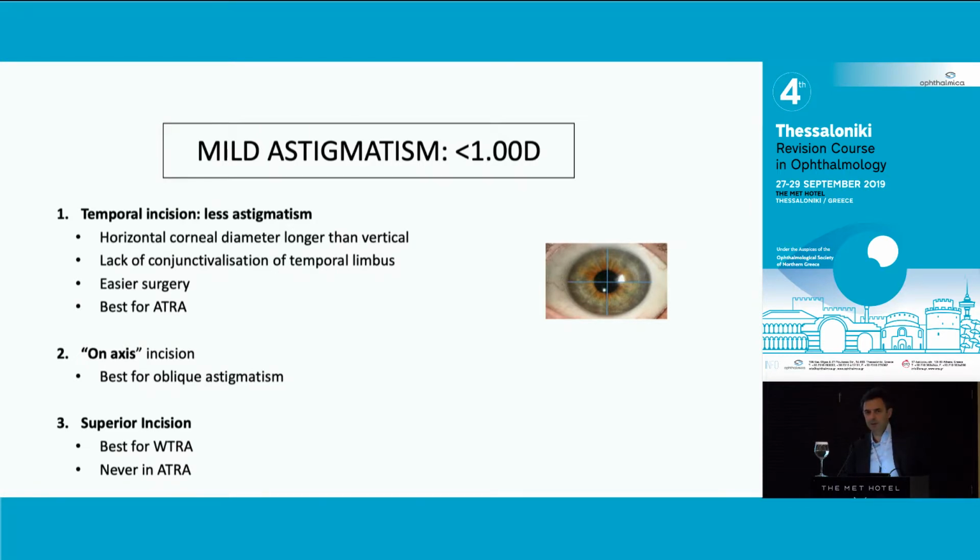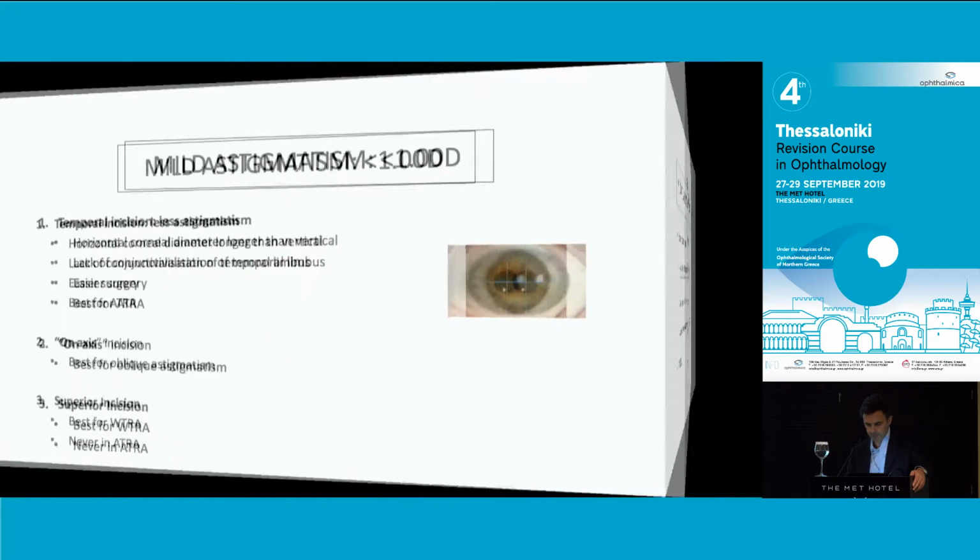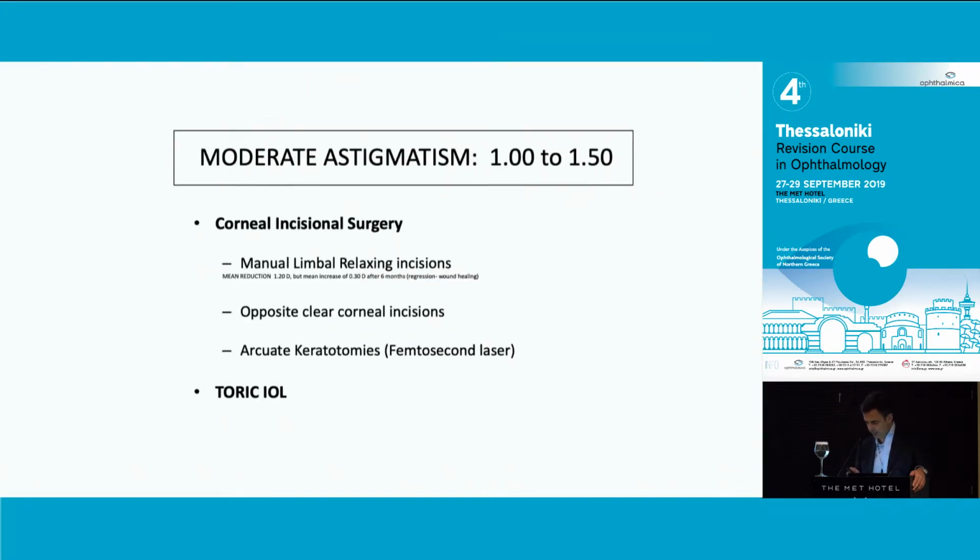So for this level of astigmatism, easy, just be careful with your incision planning and have a diagram of your cases, and that's especially important when you're using premium lenses, because they're not forgiving in terms of astigmatism. Moderate astigmatism, well, you've got several choices. You can think about corneal incisional surgery, and they all work pretty well, or toric lenses.